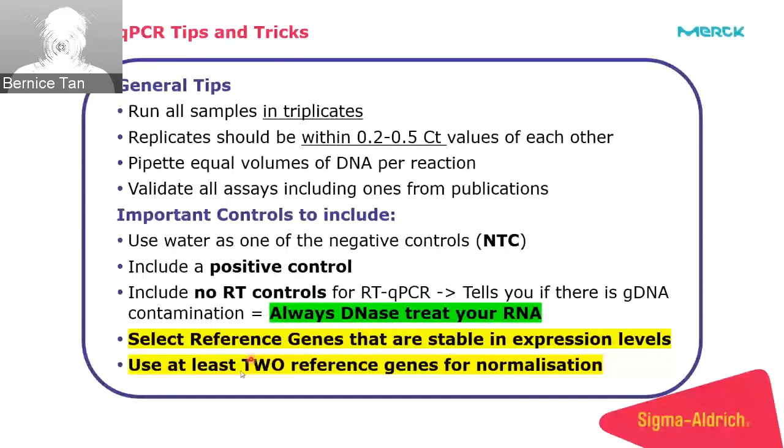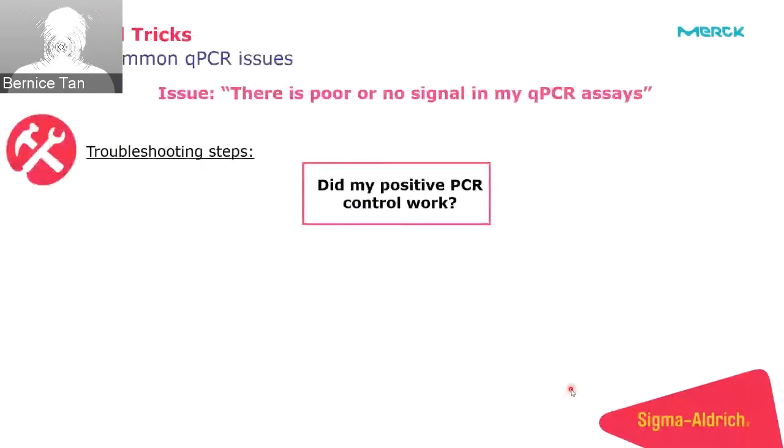Now, this takes us to the last bit of this presentation. So I've chosen 2 common qPCR issues to talk about. The first common issue that a lot of you experience is poor or no signal in my qPCR assays. So these are the troubleshooting steps that I would take personally to troubleshoot my qPCR assays.